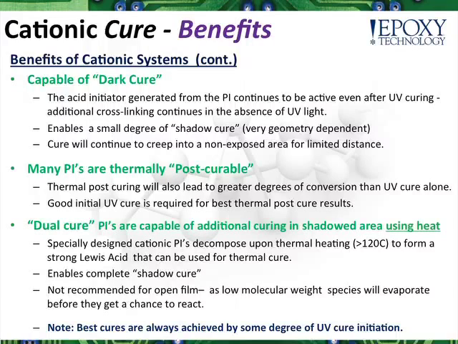Additionally, there are some photoinitiators that can be used in cationic UV epoxies that are truly dual curable, meaning in total shadow areas, after they've been UV illuminated, they can actually be thermally post-cured to achieve pretty complete cures, even in parts that receive no light. These usually require thermal cures up to about 120 Celsius and are really only capable of occurring with a couple of select formulations.